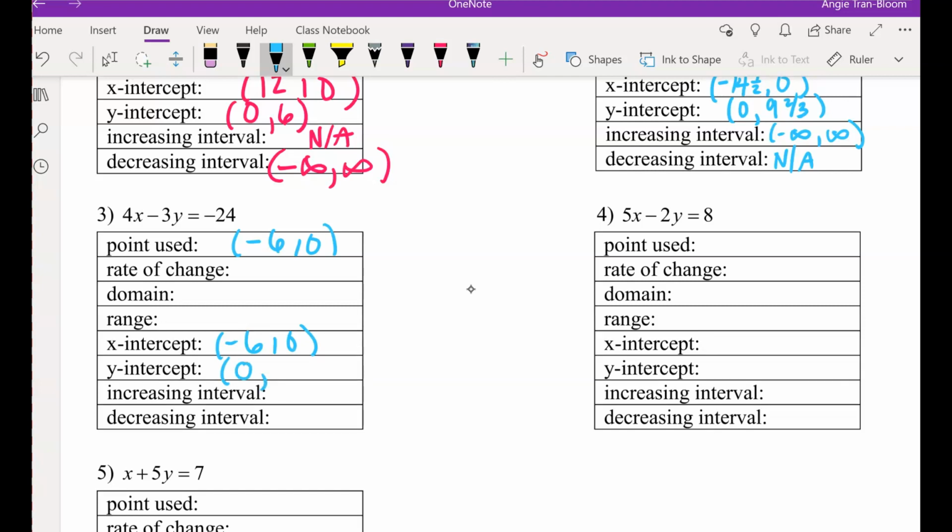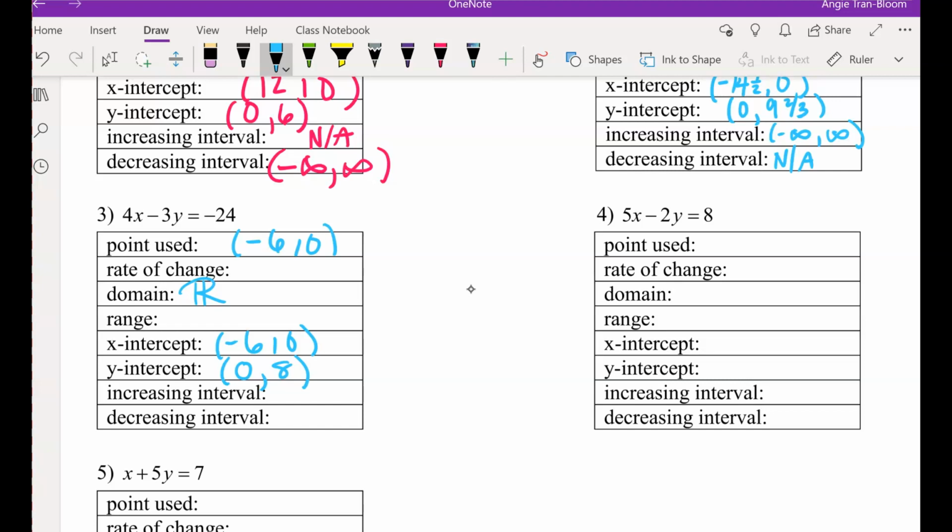Negative 3? We found that. So someone confirm that for me. Was it 0, negative 3? Let's talk about the range and the domain. What's the domain? All real numbers, right? Remember, the line that we had on number 3, it went on forever on the x-axis.